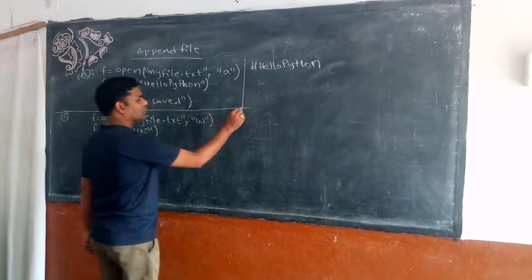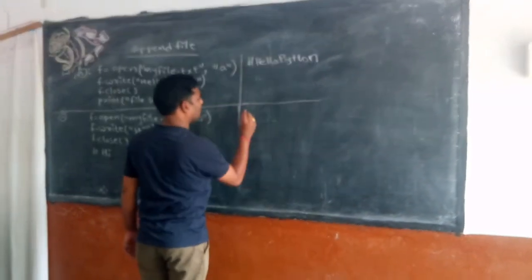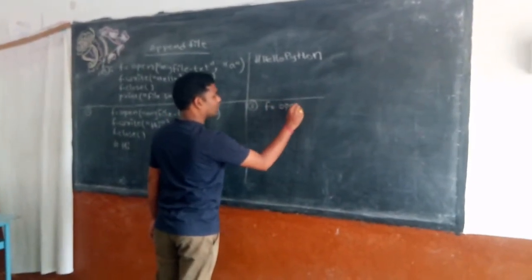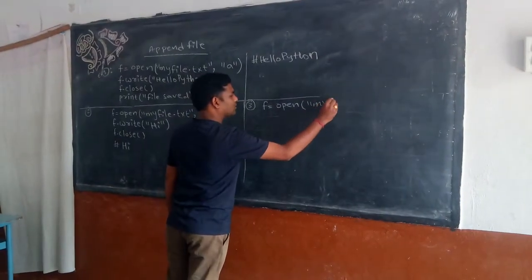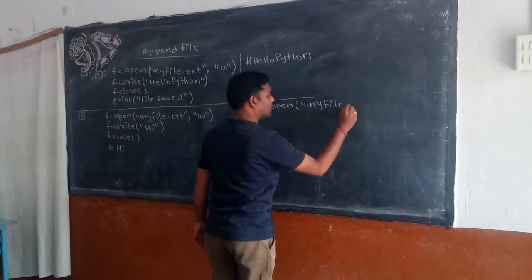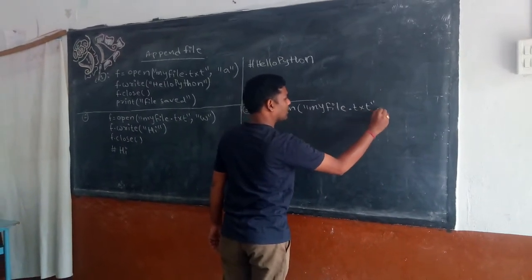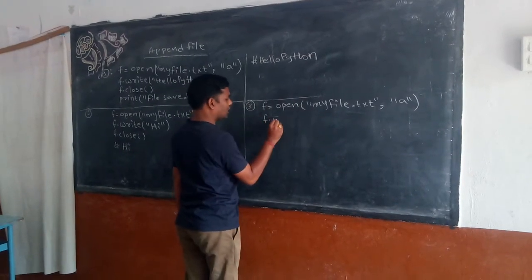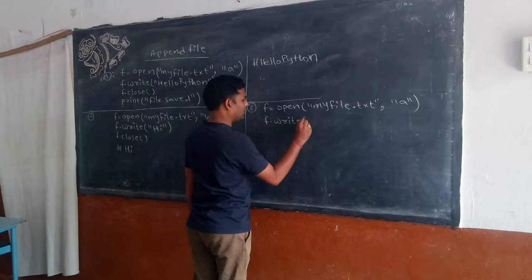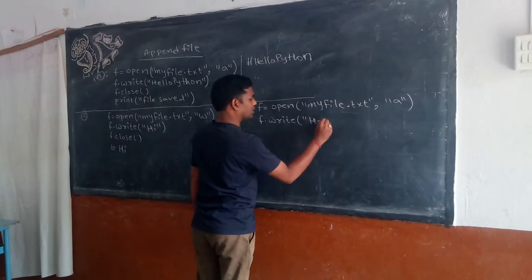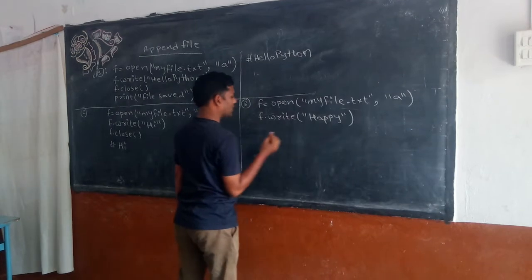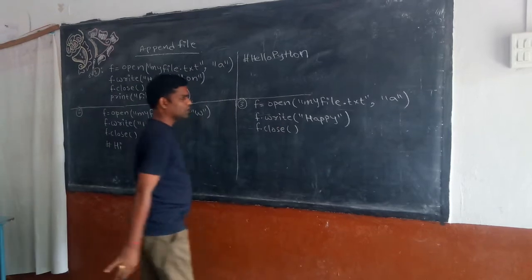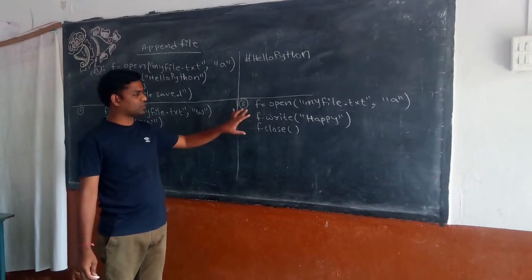Now I will write one more example, example number 3, on the same file. So I will open this file again in example number 3. f equals open myfile.txt, comma, now I am opening in append mode, and I say f.write. So I am writing the content happy to this file, and I say f.close.